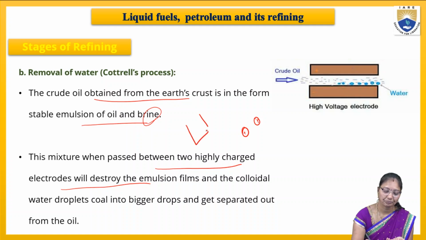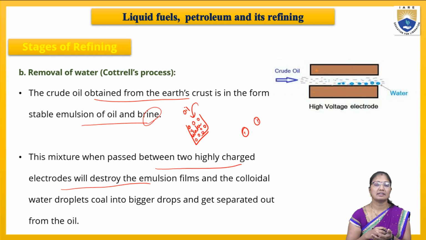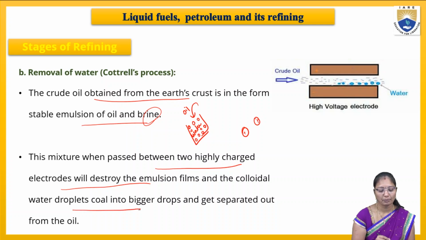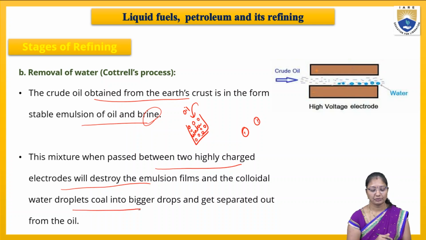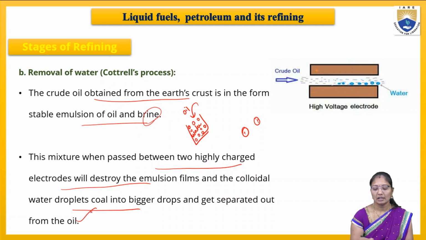Suppose this is the water. If oil is added, we can observe the globule formation, with some molecules formed with the oil. This is the emulsion. It can be removed by passing it between the two highly charged electrodes, which destroy these emulsion films, and the colloidal water droplets coalesce into bigger drops and get separated from the oil. So this is passed through these high voltage electrodes.